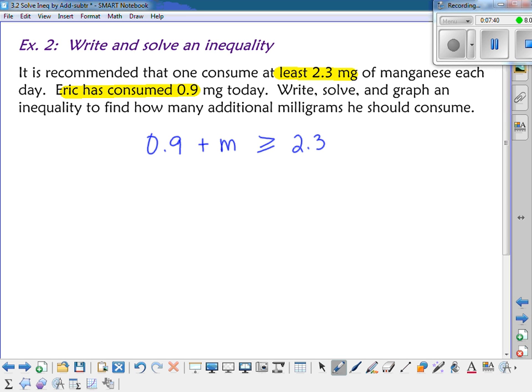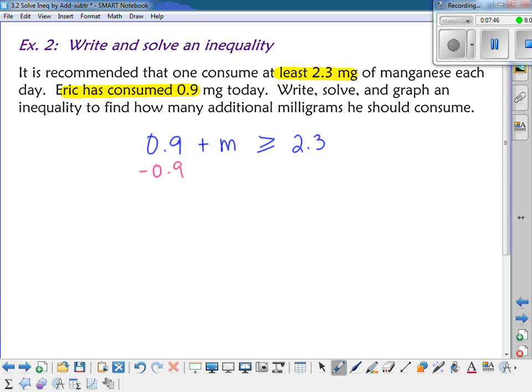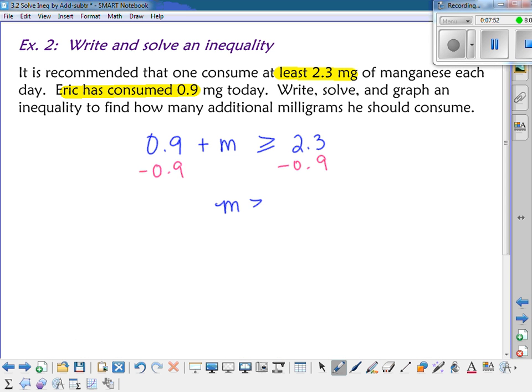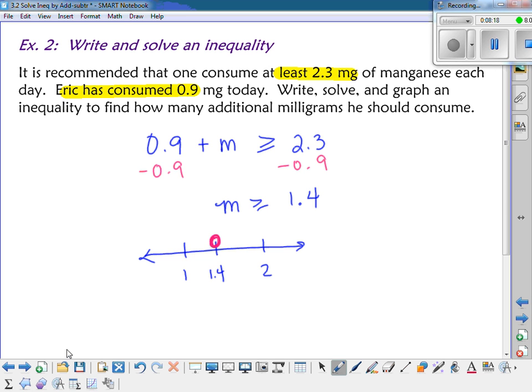All right, now it's just a simple inequality that we can solve by subtracting 0.9 from both sides. And we get that M is greater than or equal to 1.4. So Eric needs to consume at least another 1.4 milligrams. And so when you graph it, 1.4 is going to fall between 1 and 2, and it's going to be not quite halfway, so we'll make it right there. And it should be a closed circle on 1.4 because it's greater than or equal to, and it would be going to the right.